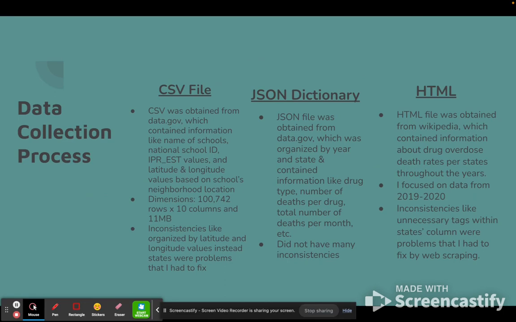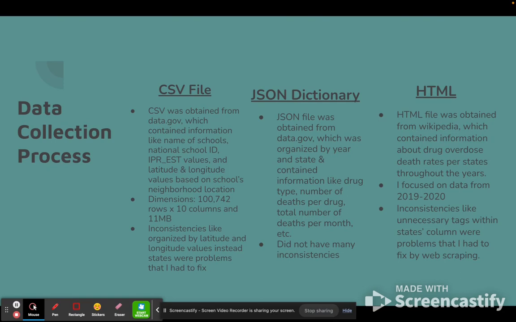So, for my data collection process, I started with my CSV file, which was obtained from data.gov, which contained information like name of schools, national school ID, IPR values, which are index to poverty ratio values, and latitude and longitude values based on schools' neighborhood location. The dimensions are shown, and then inconsistencies, like the table was organized by latitude and longitude values instead of states, were a problem that I had to fix.